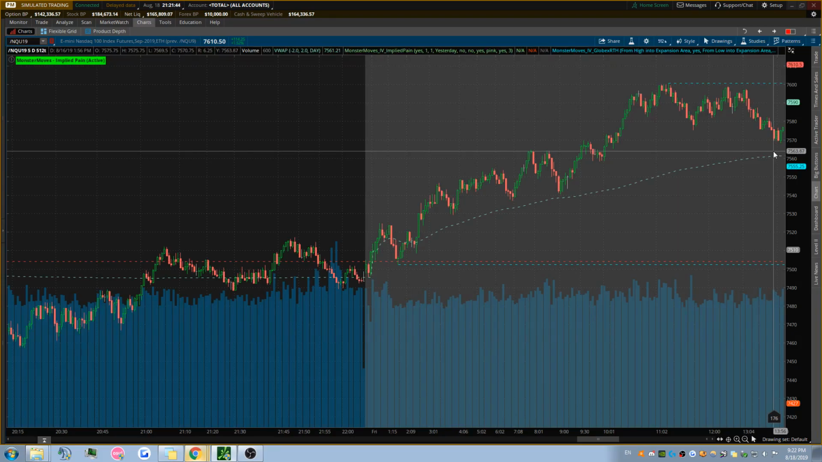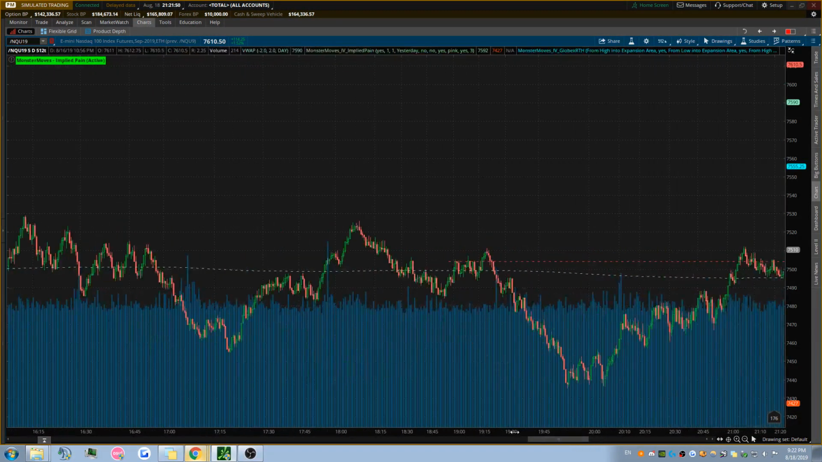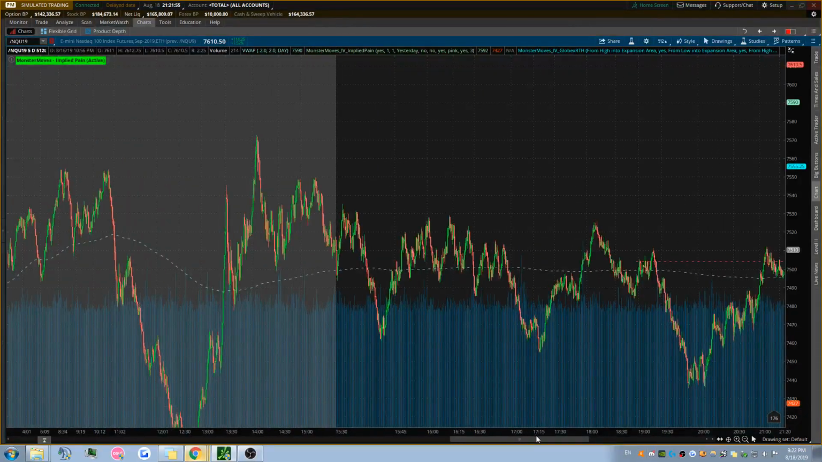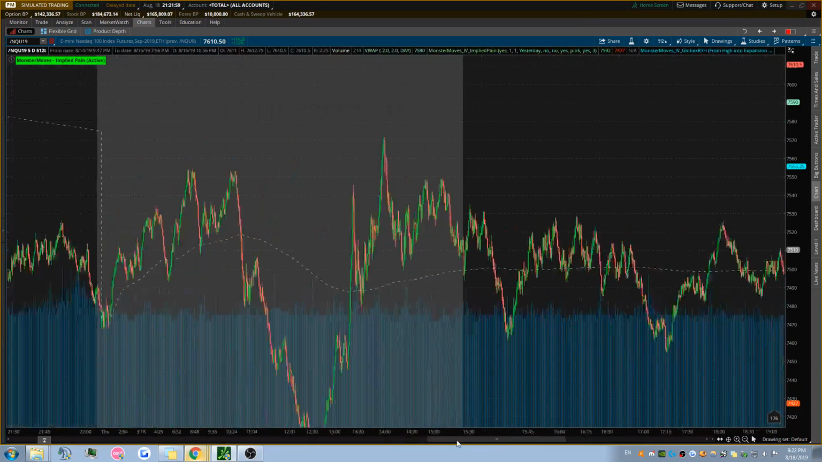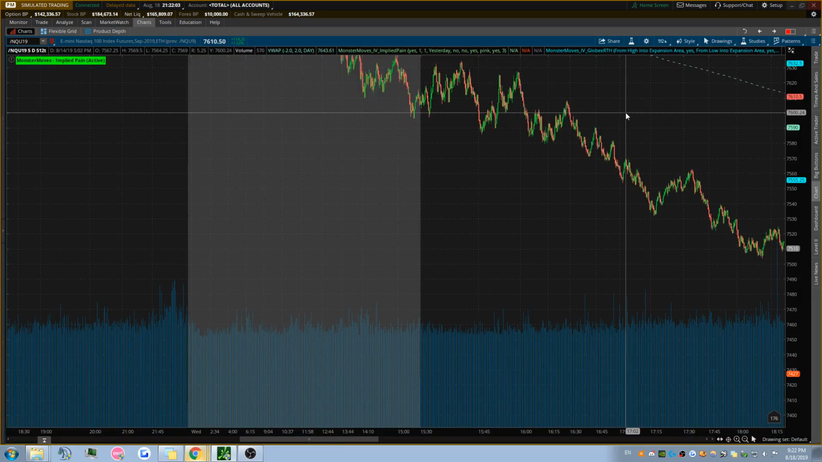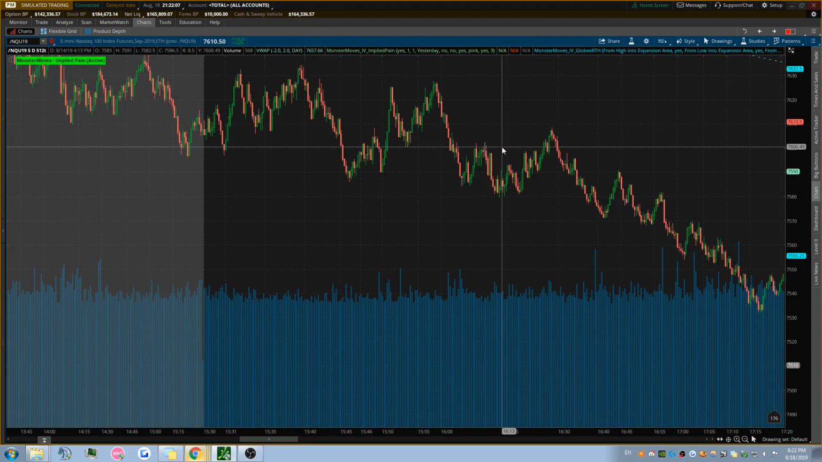Do I want a short or do I want to look for longs? Because what's your bigger picture? This is so annoying because I don't actually have the bigger picture right now. What's that high? This high is at 7,600, which is basically this level. It's where it stopped.